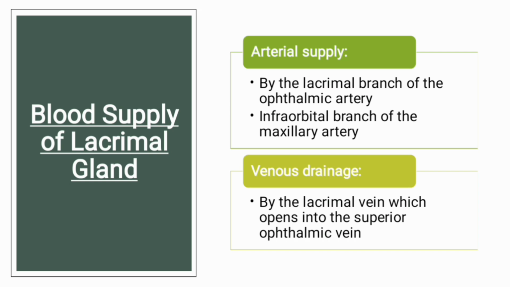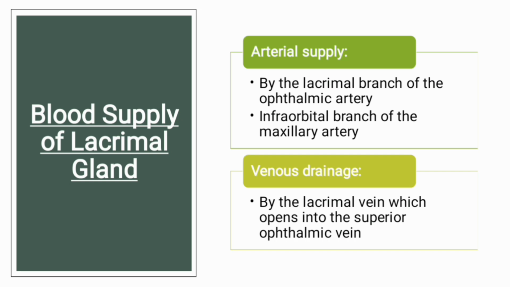So now what is the blood supply of the lacrimal gland? So the arterial supply means the artery that takes the blood from heart to the lacrimal apparatus is basically the lacrimal branch of ophthalmic artery. So lacrimal artery is a branch of ophthalmic artery. It brings the blood from heart to the lacrimal apparatus. And another one is the infraorbital branch of the maxillary artery. So two arteries help in the supply of blood from heart to the lacrimal apparatus. These are basically ophthalmic artery and maxillary artery.